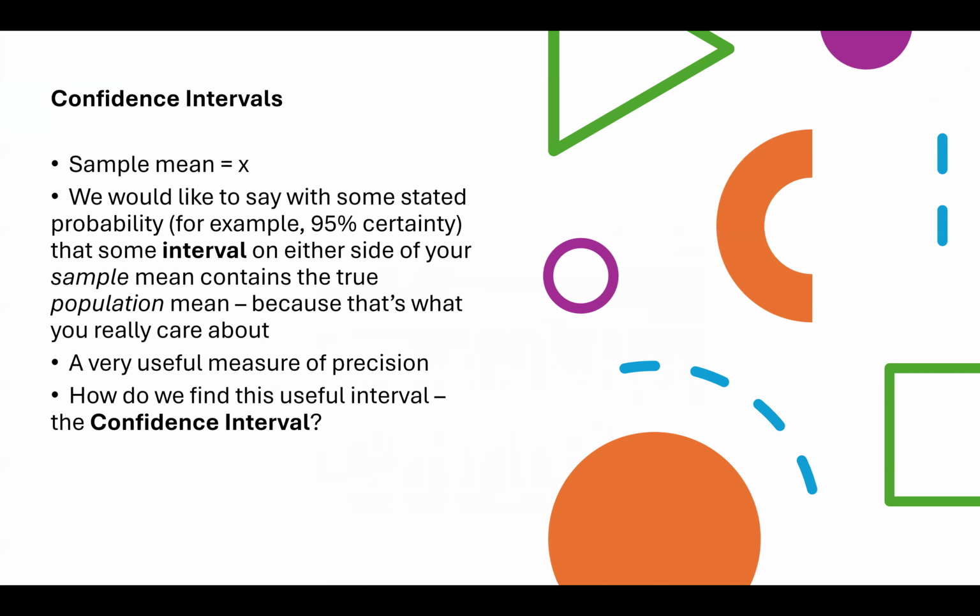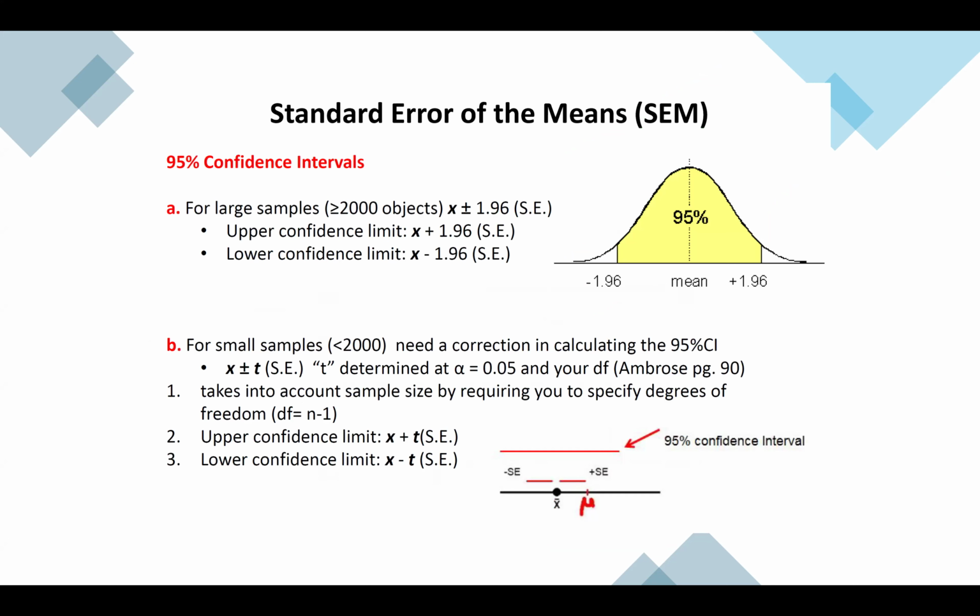So confidence intervals are the interval on either side of that mean or the middle. And that's what you really need to pay attention to, because if you want to be able to say things about an entire population, you have to have enough samples. So we need to use that big confidence interval and be precise about it. For large samples, so over 2,000, you need to be within plus or minus 1.96 standard error. It's really important that for smaller samples, you need a correction in calculating that 95%.